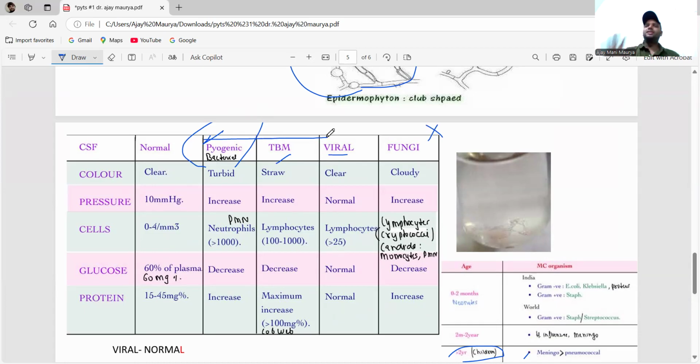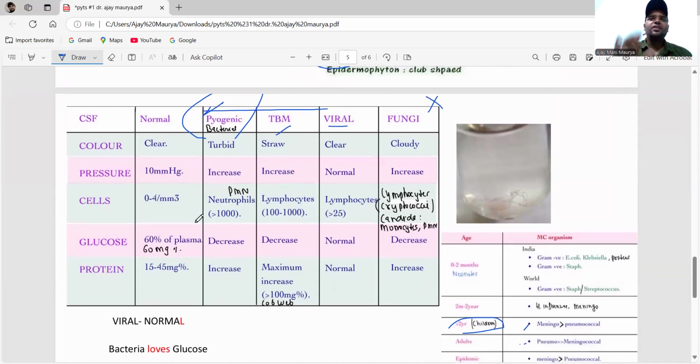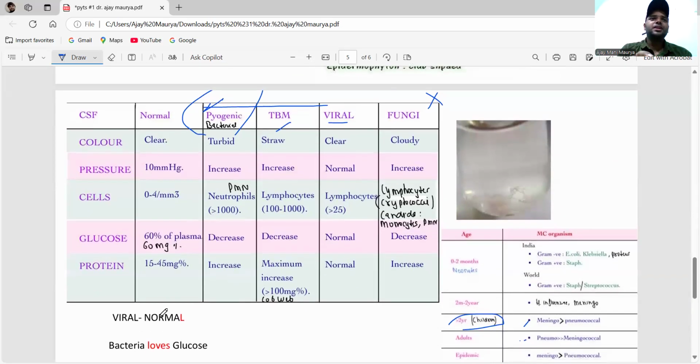Please listen very carefully. One thing to remember: in viral meningitis, all are normal except lymphocytes. Bacteria love to eat glucose.